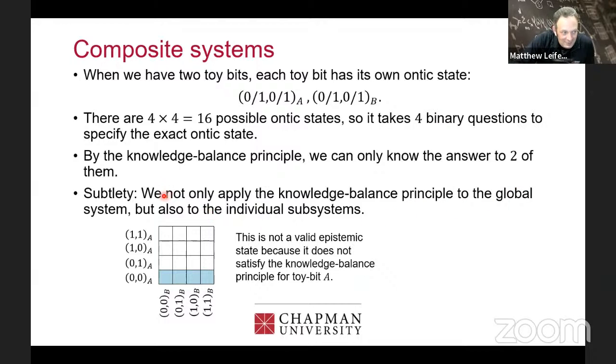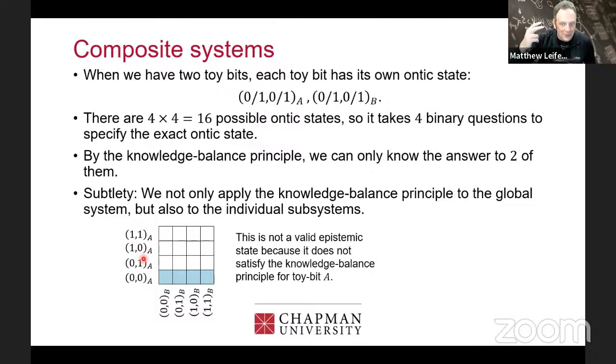But there's a subtlety. You not only have to apply the knowledge balance principle to the global system, but also to the individual systems. Okay, so here's 2 toy bits. These are the possible ontic states of Alice. These are the possible ontic states of Bob. This probability distribution here satisfies the global knowledge balance principle, right? Because you can just ask 2 questions about Alice's bit. Is Alice's first bit 1? Is Alice's second bit 1? And then you know Alice's bit exactly, but that's 2 questions, right?